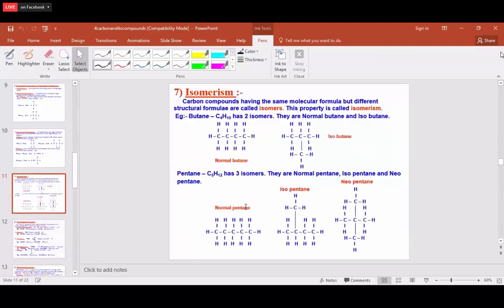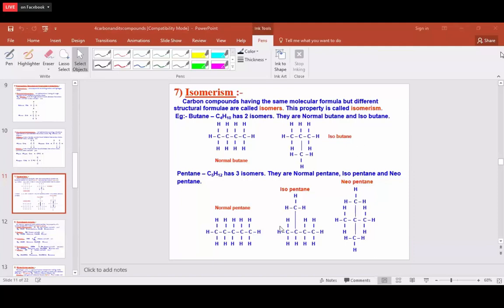Isomerism. Isomerism is nothing but compounds having the same molecular formula but different structural formulas. That we call isomerism. Butane, the formula is C4H10. It has two isomers, normal butane and isobutane.